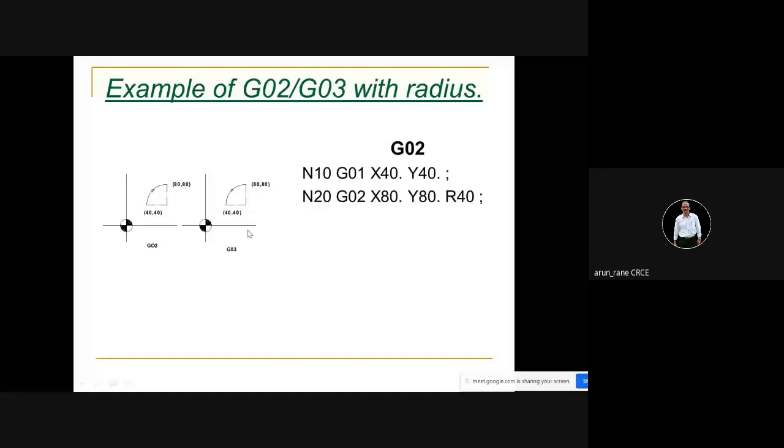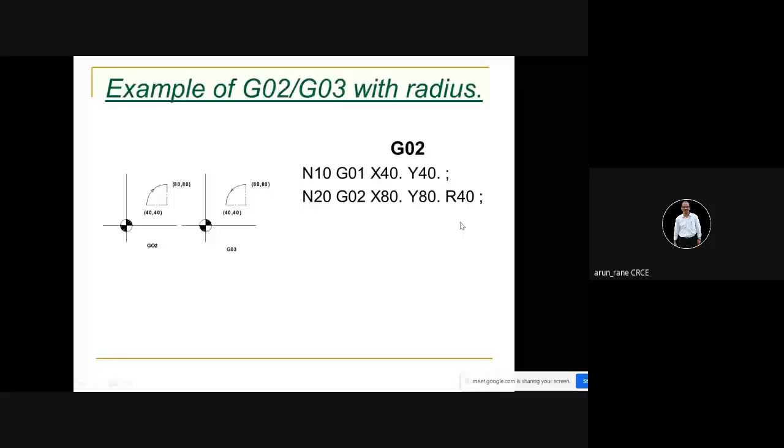So this is how you program if center programming is available on the control, or if there is no provision of radius programming. So it is slightly tricky. That's why most of the controls nowadays have the facility of radius programming. That is, you have to just give the start point, give the end point, and the radius. No need to define the center. The center will be automatically calculated by the control.